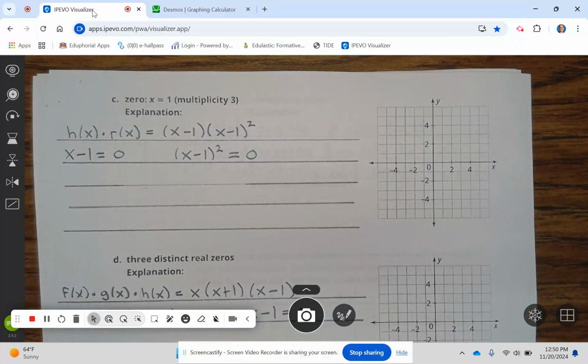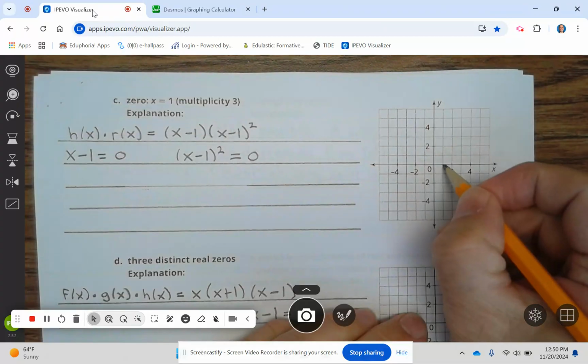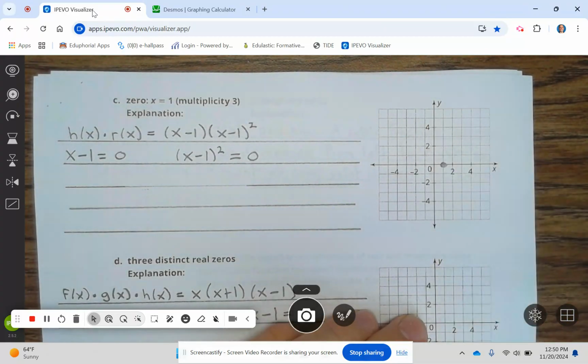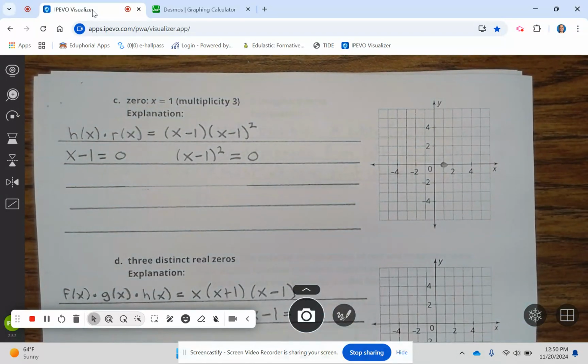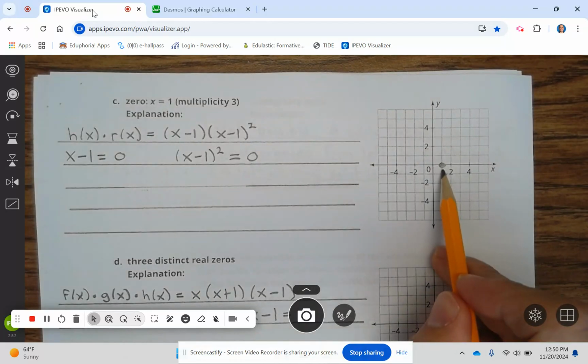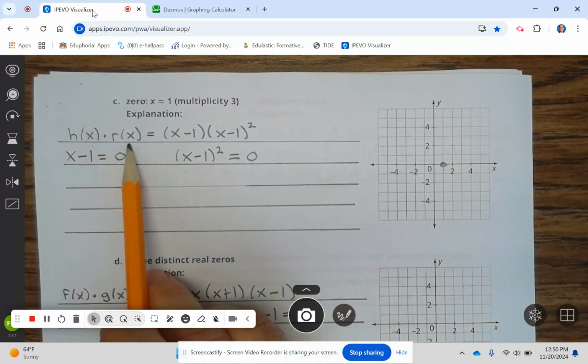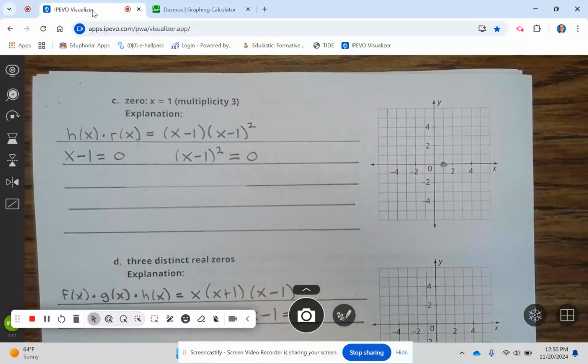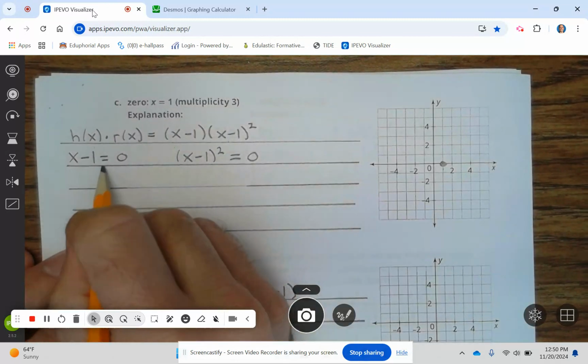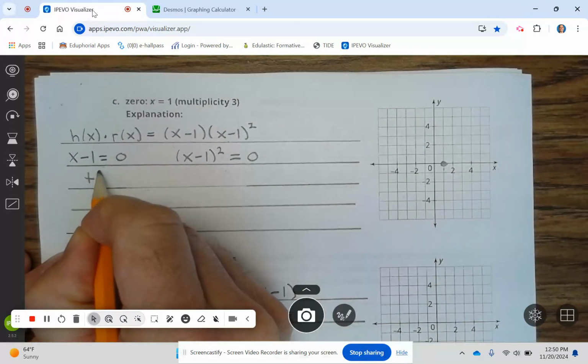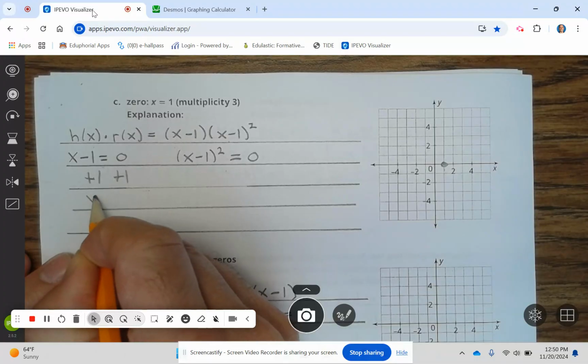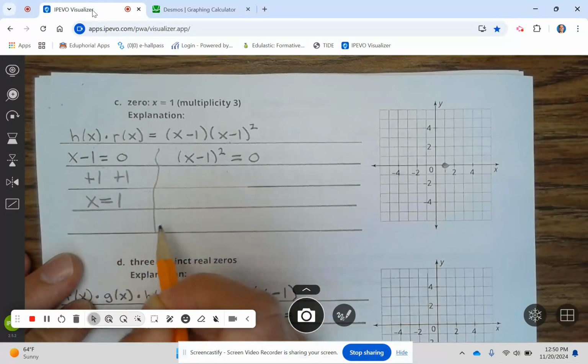All right, C. So we have x equals 1 multiplicity of 3. So that means we're going to have a 0 right here. So let's use the function h of x times r of x, which is x minus 1 times x minus 1 squared. So we set both of them equal to 0. So we add 1 to both sides. You get x equals 1.